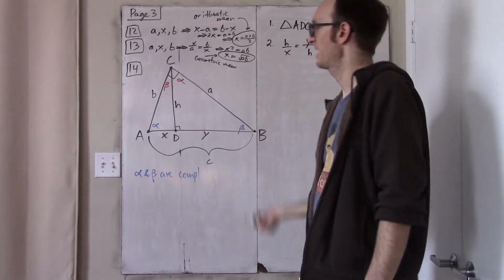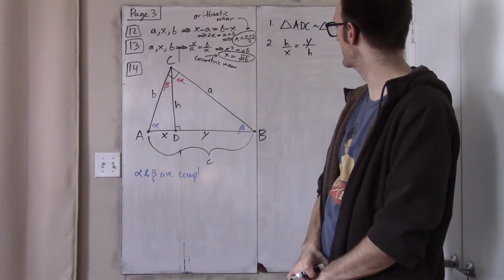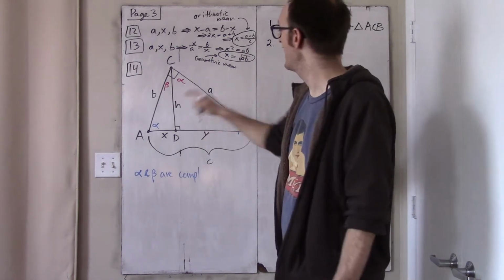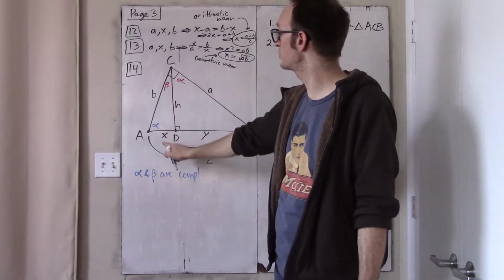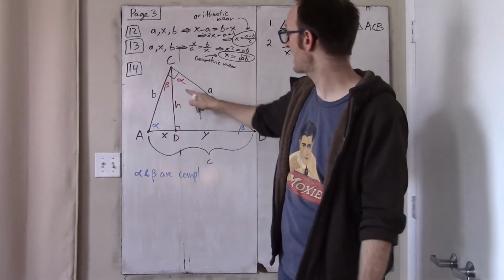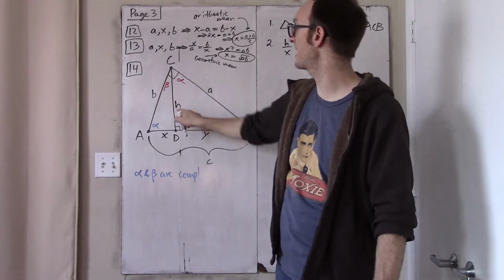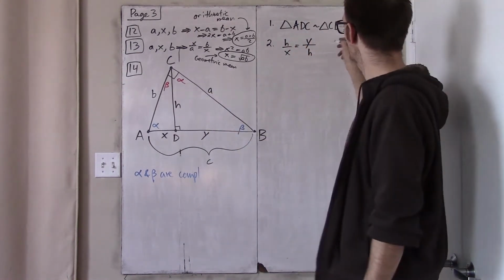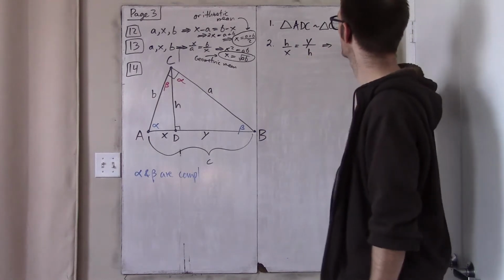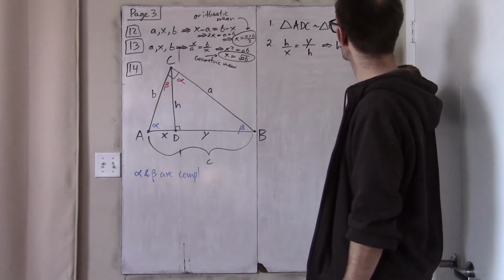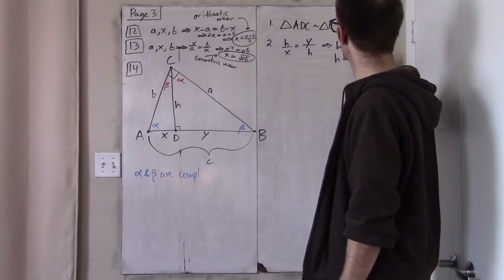medium triangle. It's probably better to talk about angles. I think this is a better way to do it, but anyway, I think you get it. Side opposite alpha is to side opposite beta, as side opposite alpha, y, is to side opposite beta, h. Okay, and of course, now you just do some algebra. H squared is xy, and therefore h is root xy.